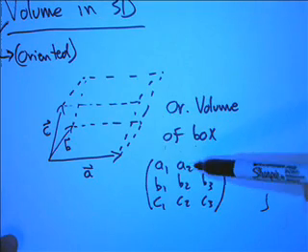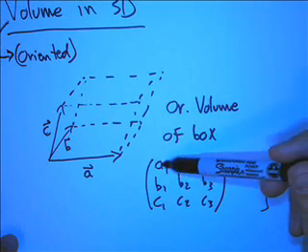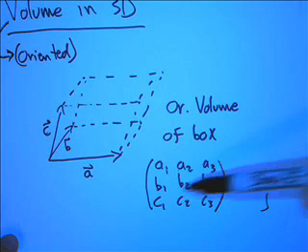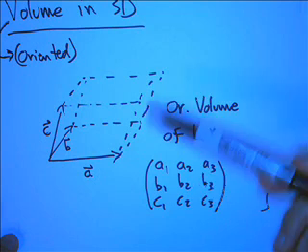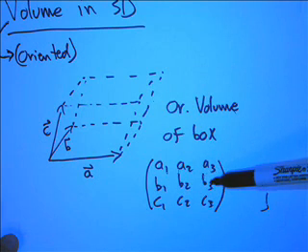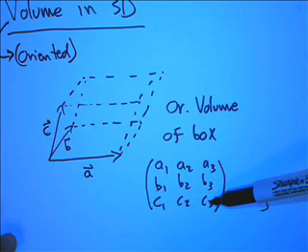The answer should be proportional to the A's, proportional to the B's, and proportional to the C's. If I triple all of the A's simultaneously, I should triple the volume. Same with the B's. Same with the C's.